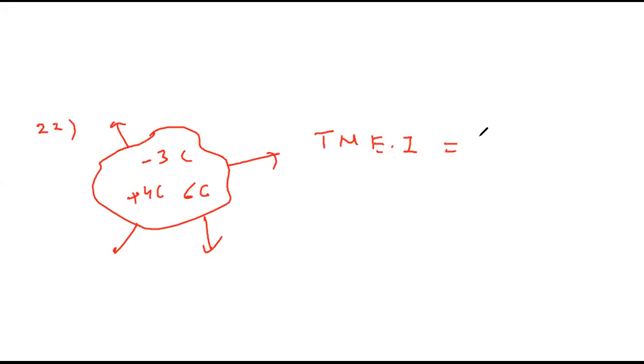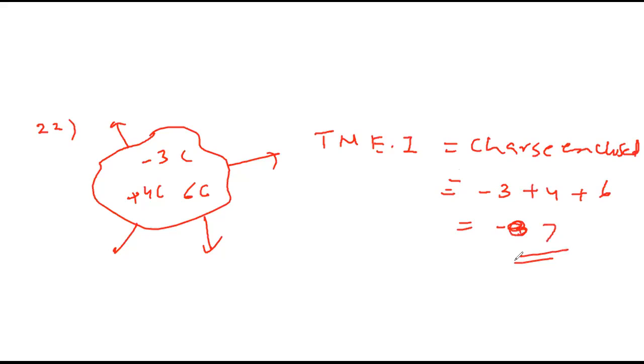So just remember this is equal to charge enclosed. Total normal electric induction is charge enclosed. What is charge enclosed? Minus 3 plus 4 plus 6, that is 7. So answer is 7. Positive इसलिए outward होता है. So 7 coulomb.